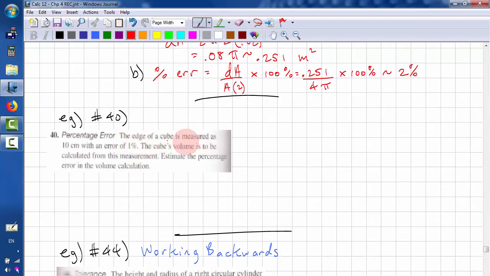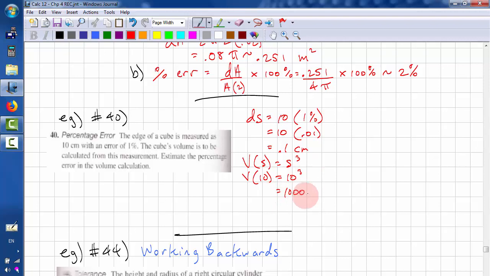40. The edge of a cube is measured as 10 centimeters with an error of 1%. The cube's volume is to be calculated from this measurement. Estimate the percentage error in the volume calculation. Okay, so we need to calculate ds. That's 10 times 1%. That's 10 times 0.01. So this is 0.1 centimeters. We should calculate the volume of the cube too. V of s equals s cubed. V of 10 equals 10 cubed equals 1,000 cubic centimeters.